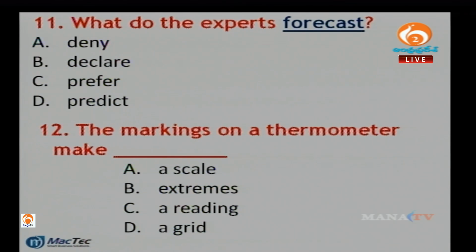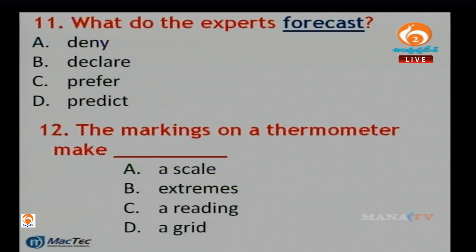Number 11. What do the experts forecast? Now you need to find the synonym of forecast. Forecast means to deny, to declare, to prefer, or to predict. So what do the experts forecast? Obviously the correct answer is predict. What is the prediction? What is the forecast? So D is the correct answer.